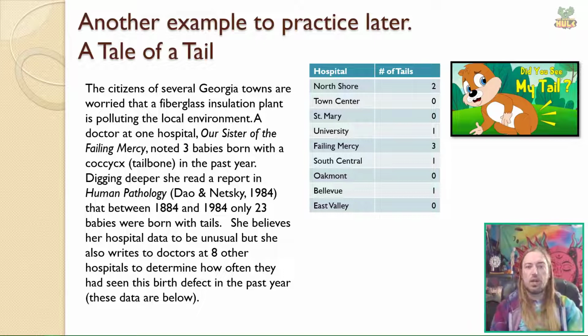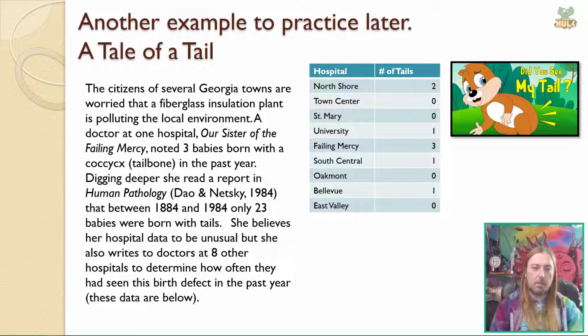But she also writes to doctors at 8 other hospitals to determine how often they had seen this birth defect in the past year. So, we have data from a number of different hospitals. We have a sample of data on how frequently tailbones are found in newborn babies. This is protruding tailbones, not the tailbone we all would have. And we want to compare that to a population value.